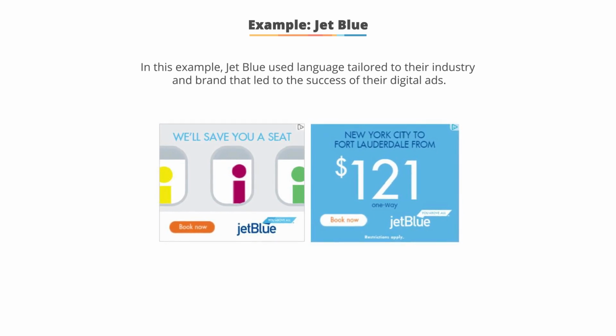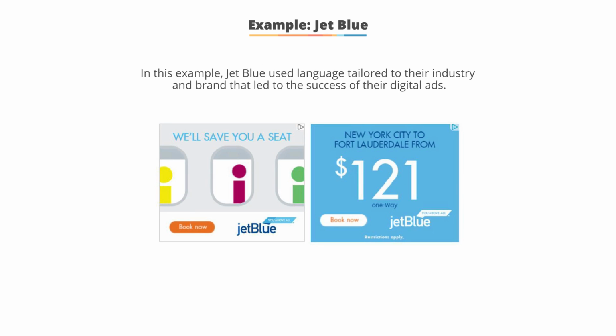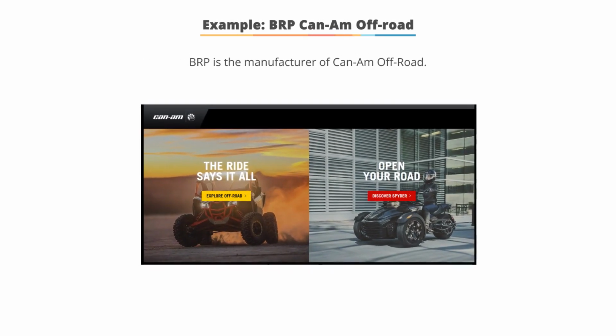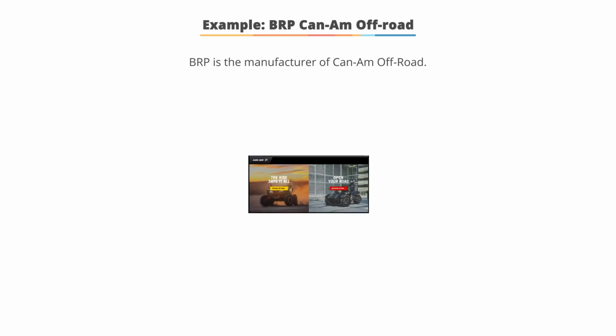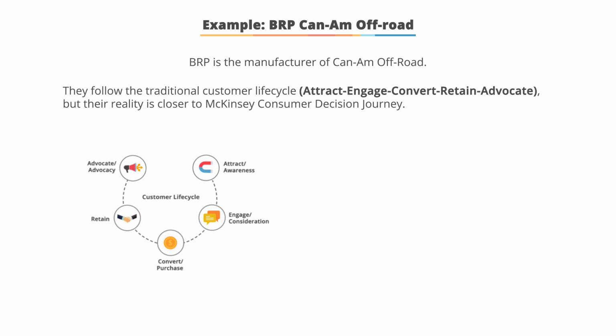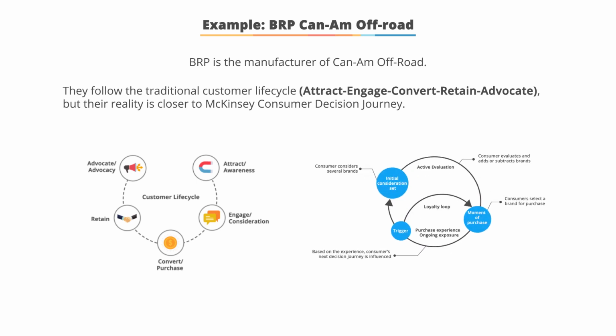Let's summarize what we've covered so far with another example. BRP is the manufacturer of the Can-Am Off-Road. They are on a mission to create new ways to explore your world. And their Can-Am Off-Road vehicles are marvelous pieces of design and technology. Their customer lifecycle can be resumed with the classic attract, engage, convert, retain, and advocate. But the reality is probably closer to McKinsey's consumer decision journey.